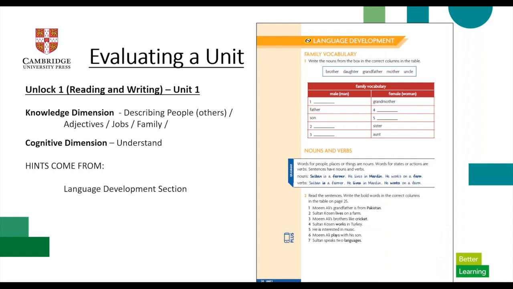After that, we look at the language development section. We have brother, daughter, granddaughter, mother, uncle, father, son, sister, aunt. Oh, family members. And again, Sultan is a farmer, probably talking about people's jobs. So we have family, jobs, adjectives, describing people, and so far it's understanding, a little bit of categorizing here with male and female, but pretty basically into the lower order thinking skills so far.